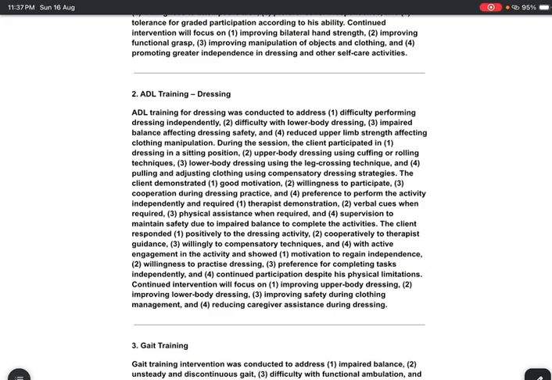For upper body dressing, Mr. K was instructed to cuff or roll the shirt before putting it on. He was then instructed to insert his head through the neckline, followed by the arms into the sleeve, and finally adjust the shirt into the correct position.